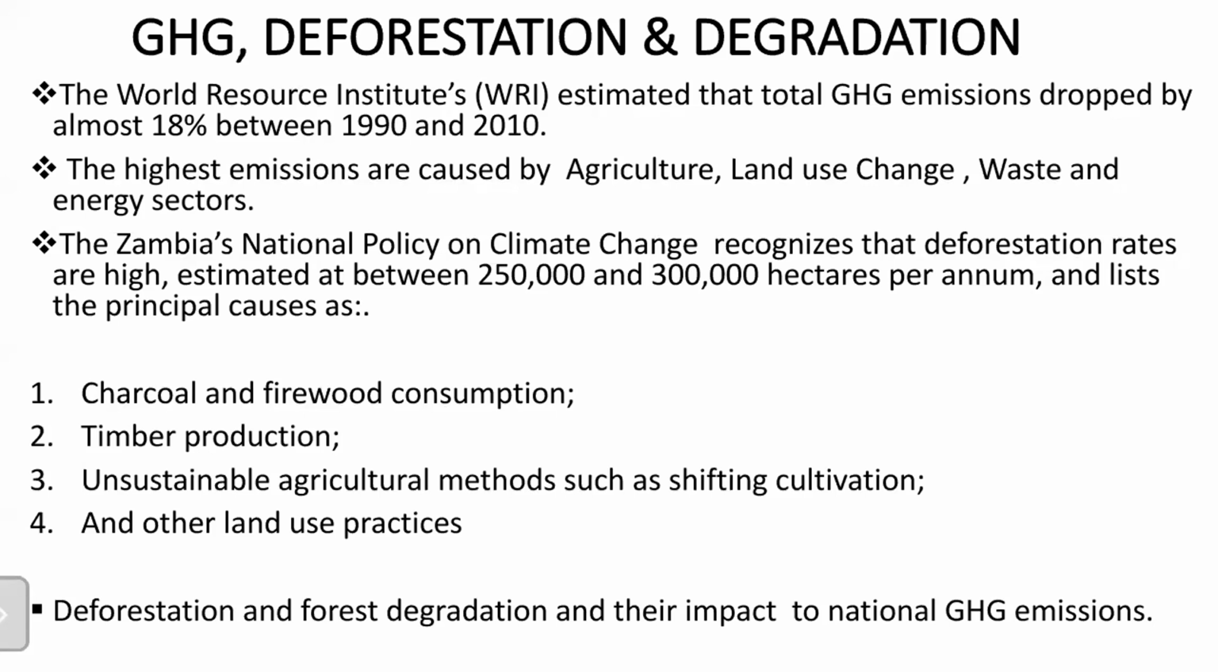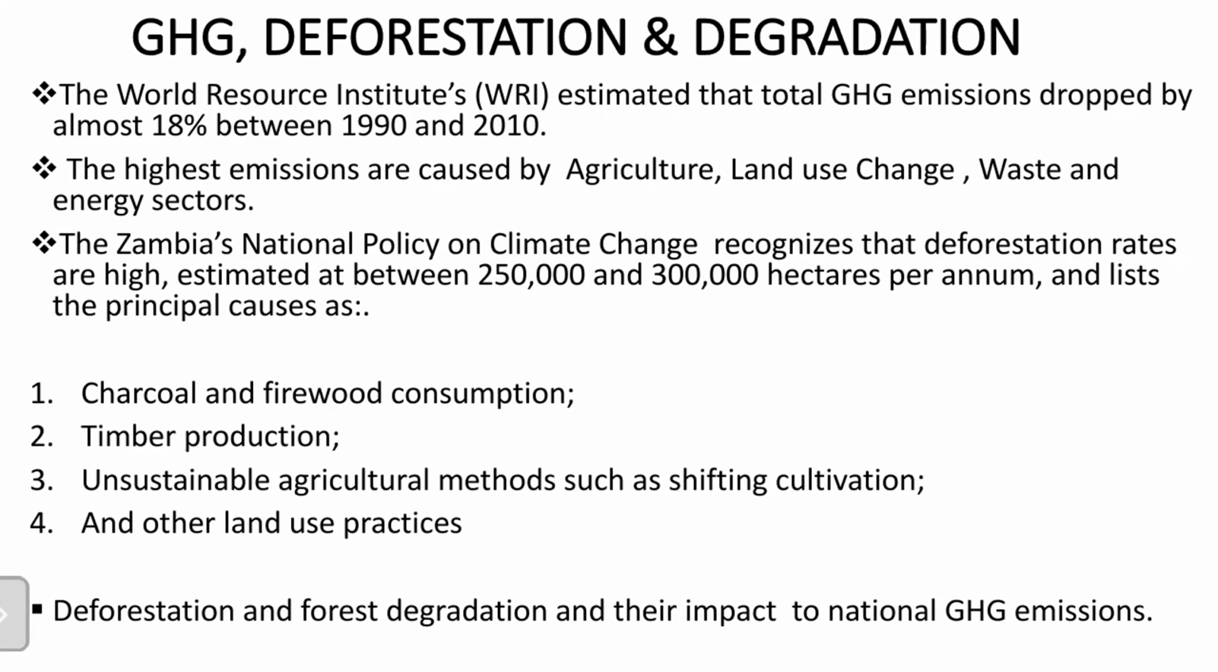So like I said, land use change is basically a change of use. I'll give an example: we find an area where there's a lot of trees, untouched virgin land. Okay, so I cut down the trees. I now build a farm there. Maybe I build a housing complex or whatnot. So that basically is land use change. I've changed its initial use from being a forested area into maybe a farming plot or a residential area. Now, Zambia's climate change policy recognizes that deforestation rates are high.